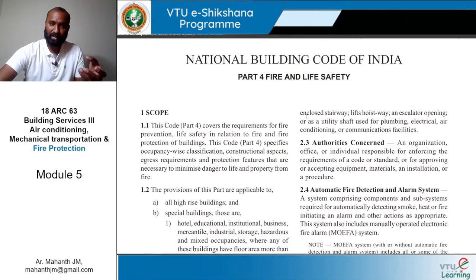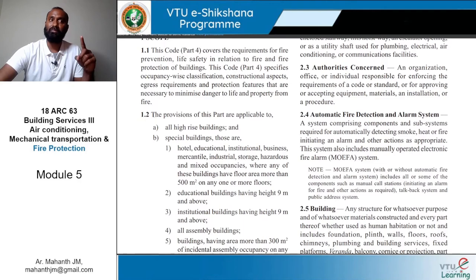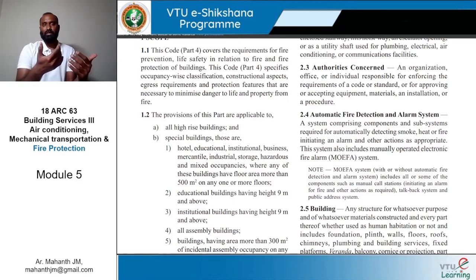That is where our understanding and awareness of the NBC comes in. Because if you see, the entire chapter covers the requirement of fire prevention, safety and protection of buildings. This specifies occupancy-wise classification, constructional aspects, egress requirements and protection features that are necessary to minimize danger to life and property from fire. Good, very neat definition. They say the provisions of this part are applicable to all high-rise buildings. Means whatever is discussed in subheads 1, 2, 3, 4, 5, 6, before we jump to the annexures, is applicable for high-rise buildings also, unless it is specified as excluded, right? So all that is going to be applicable to high-rise buildings without any question.